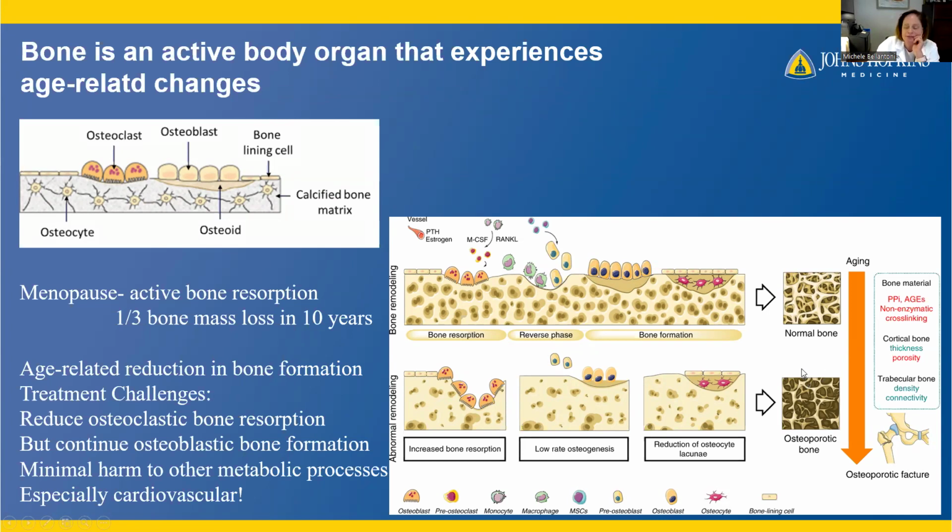Men do not have this abrupt change in reproductive hormones, but there are age-related changes in testosterone lowering that can have a slower impact on bone, but much less of a bone resorption with aging. But there is a slowing of new bone being made with both male and female aging that can result in lower bone mass.